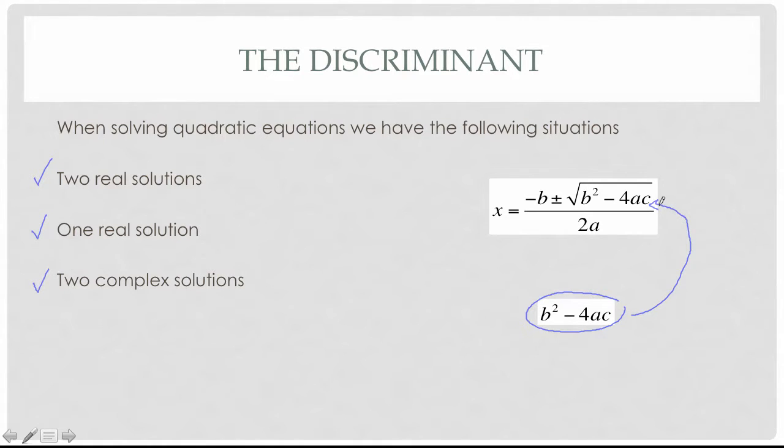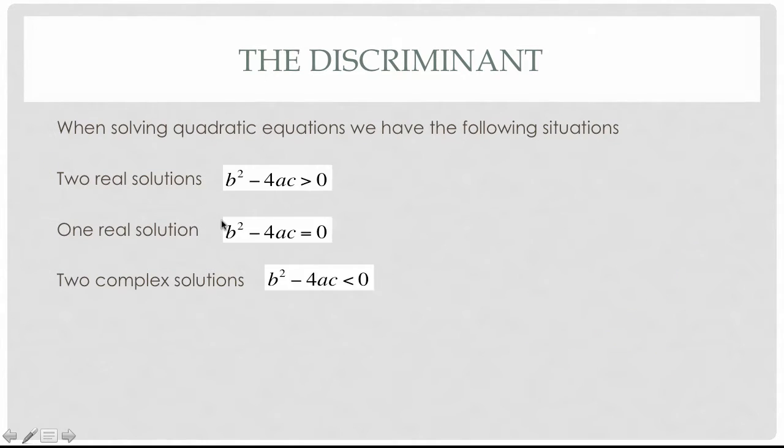So we're going to focus in on just a part of the quadratic formula that we call the discriminant. It helps you discriminate. It sounds like a bad word. It helps you discriminate between what type of quadratic equation, what type of solutions we are going to get.